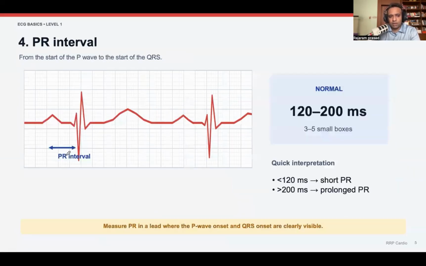Then coming to PR interval, it starts from the P wave until the start of the QRS complex. So you measure from the P wave until the start of the QRS complex. This is the PR interval. So PR interval is usually 120 to 200 millisecond, 3 to 5 small boxes. Less than 120, it's a short PR interval. More than 200, it is a prolonged PR. Measure the PR where the P wave onset and QRS onset are clearly visible. So it's very important to measure the PR interval.